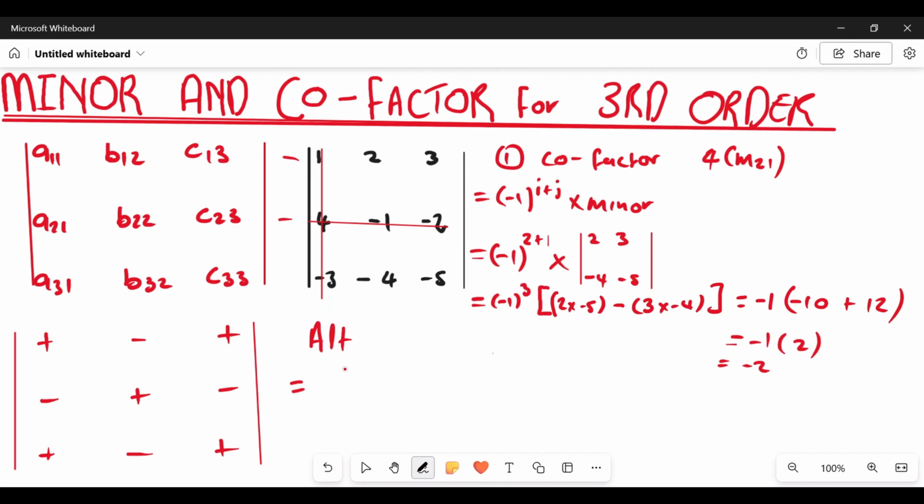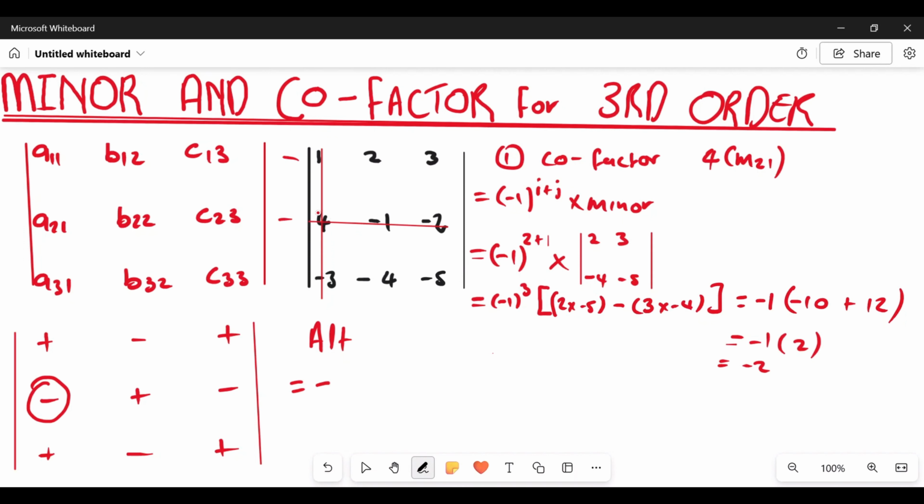All right, so we need to know how to represent this 4 here, which is our entry. So this is very important. M21 is very important. This 2 here basically means that our row is the second and our column is the first. Now when you look at the signs there, this is the sign where our row is the second and the column is the first. So what you do here, you multiply this sign with your minor.